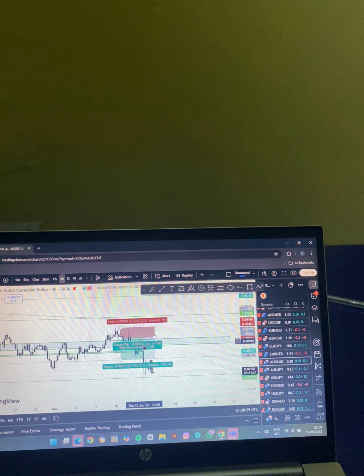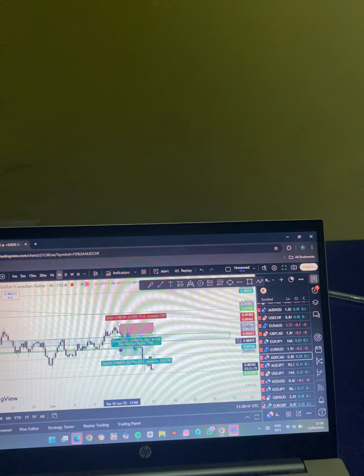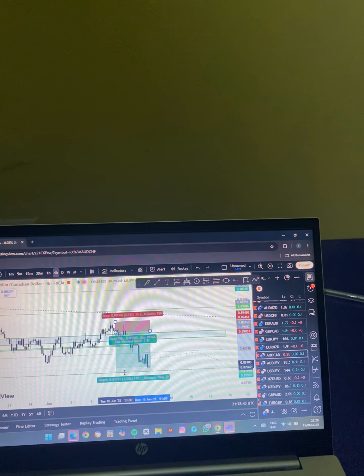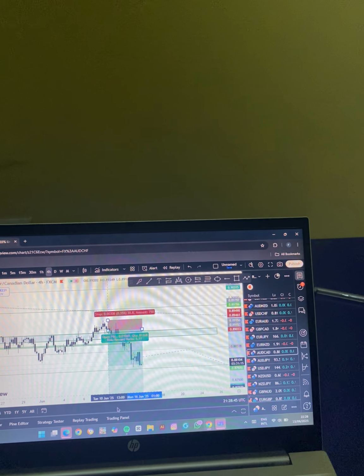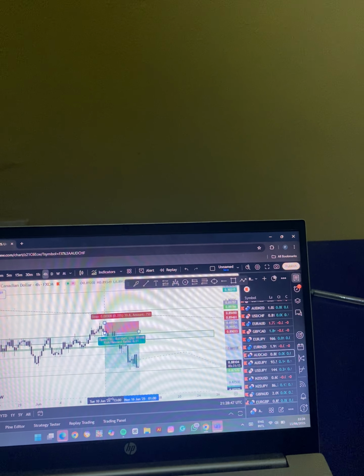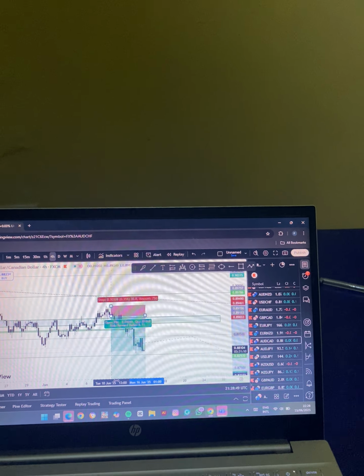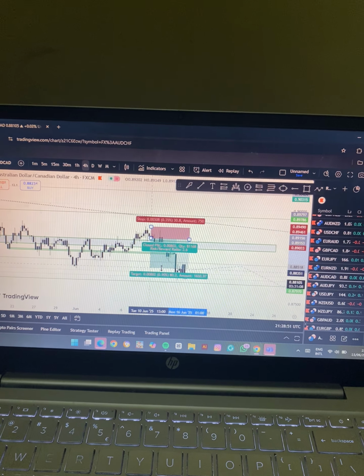Basically, I left money on the table, like they say. This would have been a clean 1, 2, 3. Probably even go more for a 1 to 6, whatever.